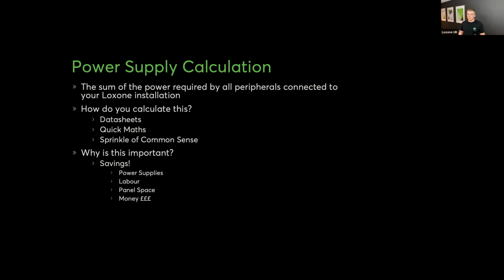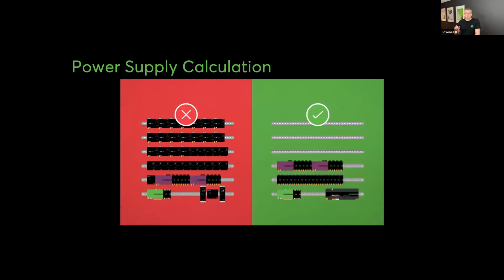Ultimately, it all comes down to savings, and savings can be looked at in multiple different aspects. Power supplies, we're not wasting purchasing additional power supplies, and of course that comes down to money. The more power supplies you have, the more panel space you need, the more time it takes you to install it. So all of this very quickly adds up. And ultimately, we want to stop this from happening. We don't want loads and loads of power supplies in a cabinet when really it can be just very few.